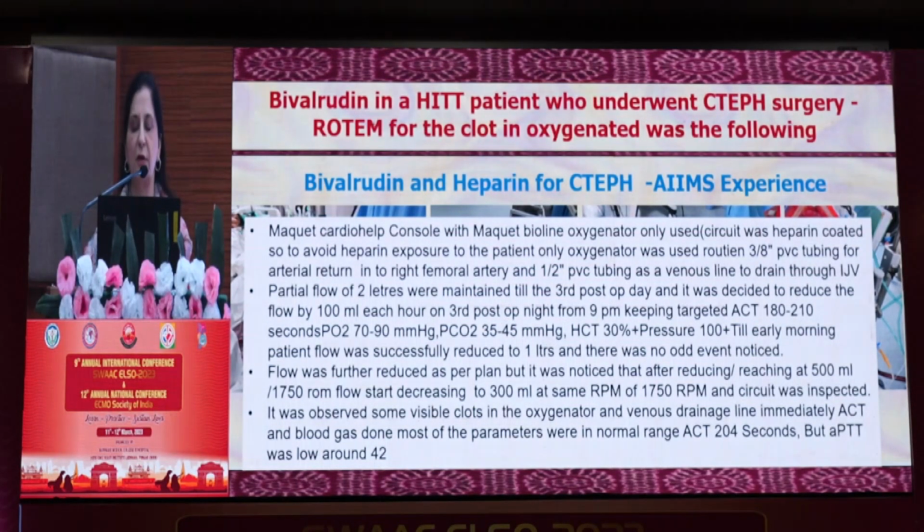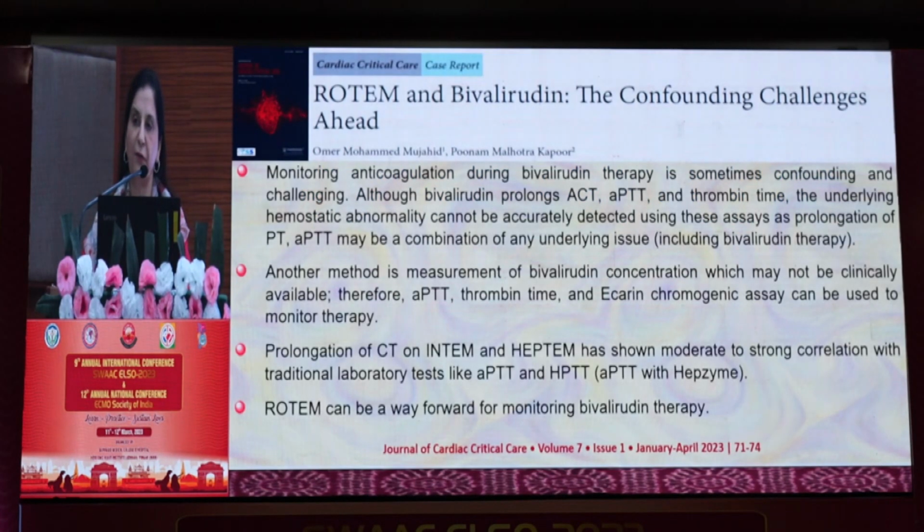This is in press today. We maintained the hematocrit of the patient, gave 2 to 3 units of blood, maintained the PCO2 around 35 to 45 and a PO2 between 70 to 90, and with a very low RPM of less than 2000, we were able to come off bypass.